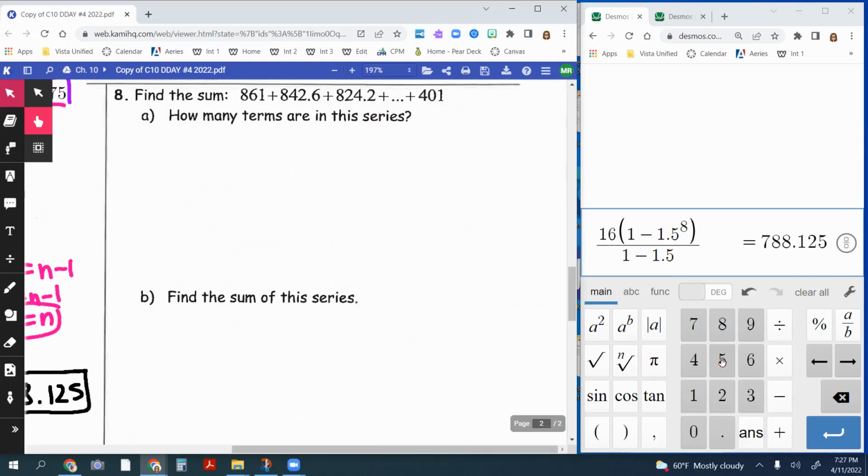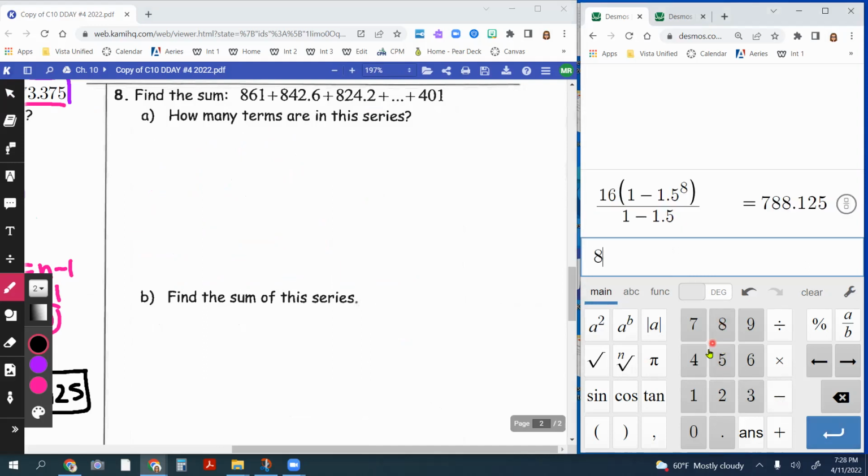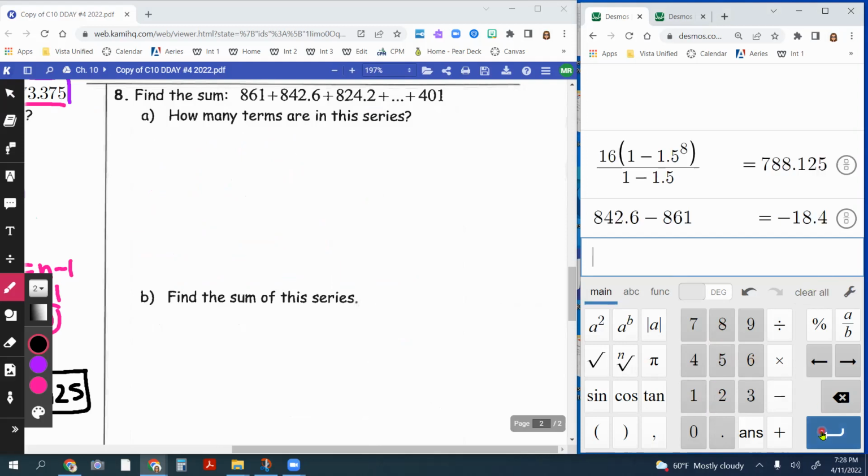Okay, on number 8. So this one, I have decimals right away, but looking at this, I do think it's arithmetic. So let me take 842.6 and subtract the first term, which is 861. So I get a negative 18.4. So I'm minusing 18.4. So let's see, 842.6 minus 18.4. I did end up getting this. Okay, so it is arithmetic.